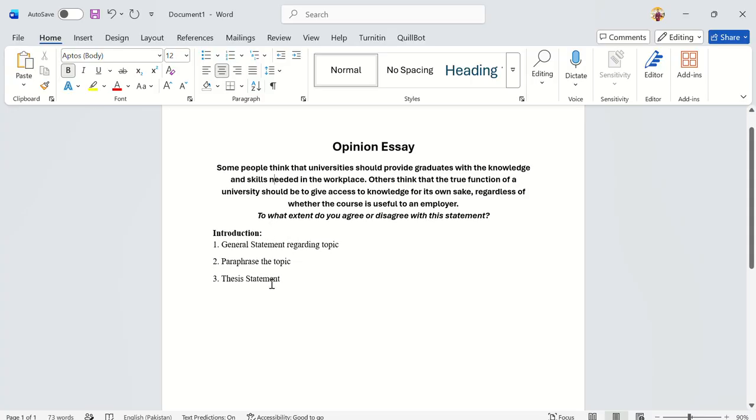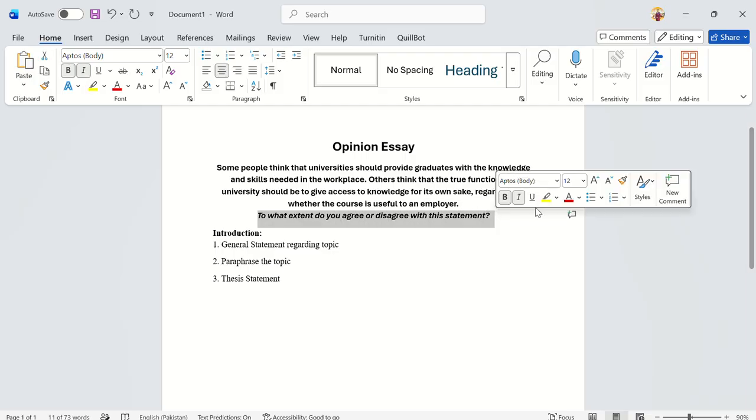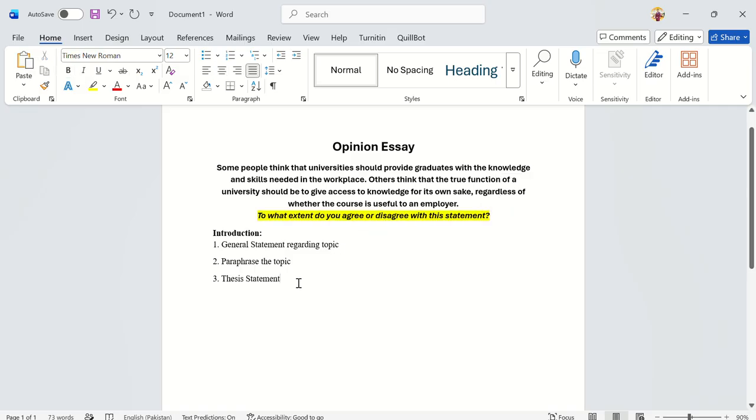In the thesis statement, you have to strongly agree or disagree, because here you can see the main statement where you can identify whether it's an opinion essay or a discussion of advantages or disadvantages. So this is an opinion essay. Whenever it comes to what extent do you agree or disagree with this statement, you have to write an opinion essay, and in an opinion essay you have to give a strong agreement. I strongly agree or I strongly disagree. If you strongly agree, then you have to provide reason one and reason two, and if you strongly disagree, you have to provide reason one and reason two why you disagree.